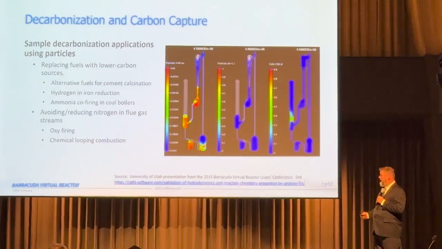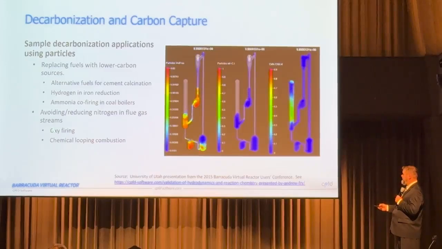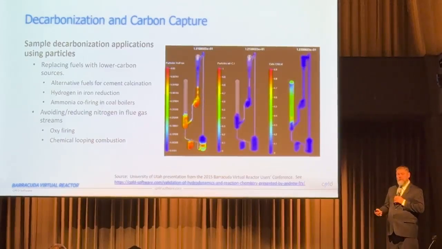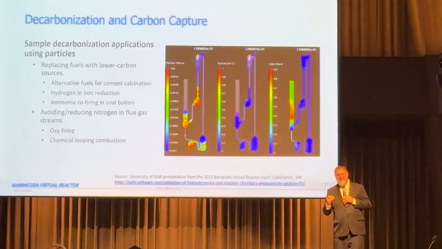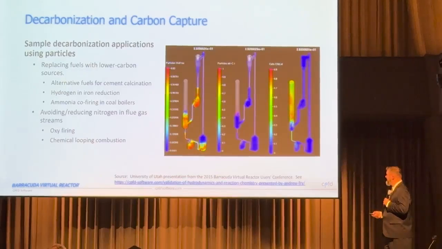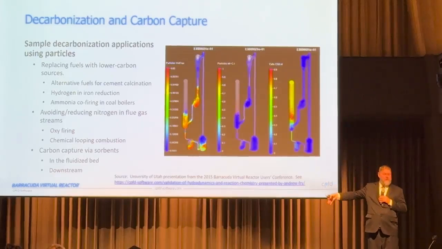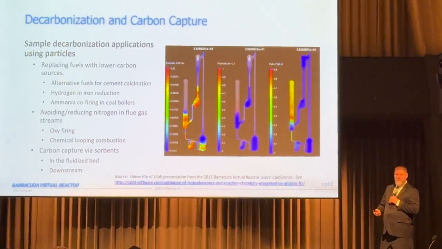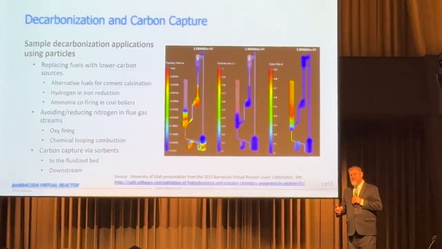Others could be avoiding or having concentrated CO2 streams, either avoiding them or concentrating them. So for oxy-firing, chemical looping combustion, I couldn't understand what you were saying, but I saw there were slides, so I trust this was handled very well. And then carbon capture with sorbents. So the traditional amine process, of course, but also sorbent-enhanced steam reforming, where there are sorbents in the bed that can be used to capture the carbon.